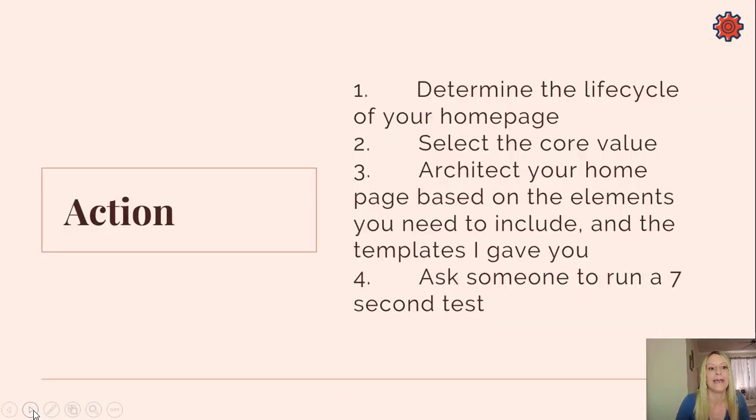So go ahead, and your action items will be to determine the life cycle of your home page. Where is it and how this is how you start. Who is this for? Select the core values, what I talked about with the long list. Select 2 or 3 maximum, but it's okay if you have only one. Then architect your home page based on the elements you need to include and the templates I just gave you.